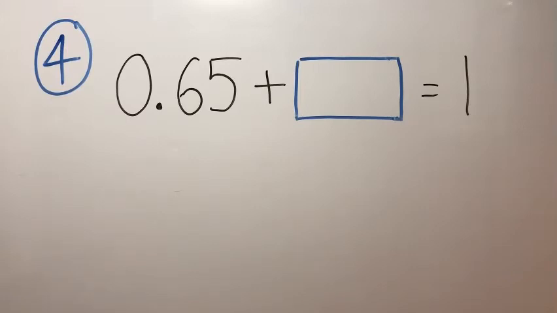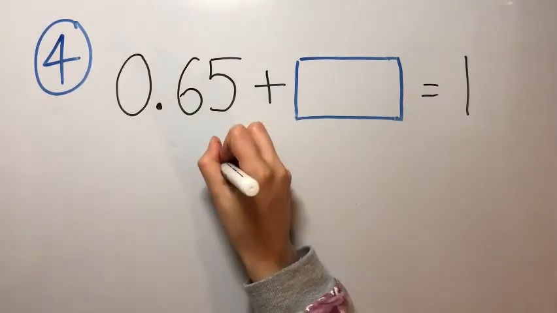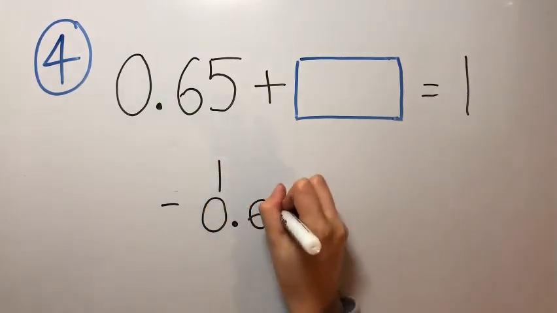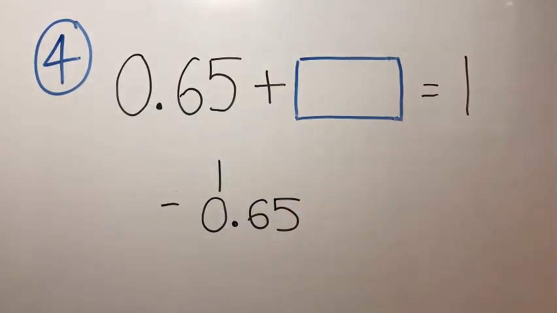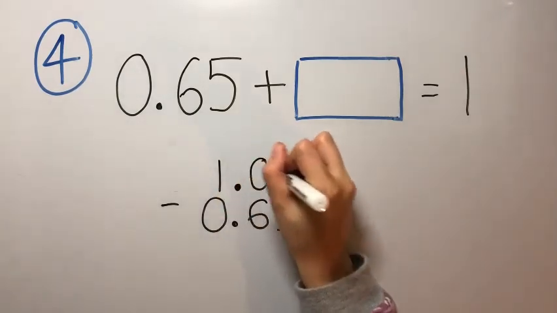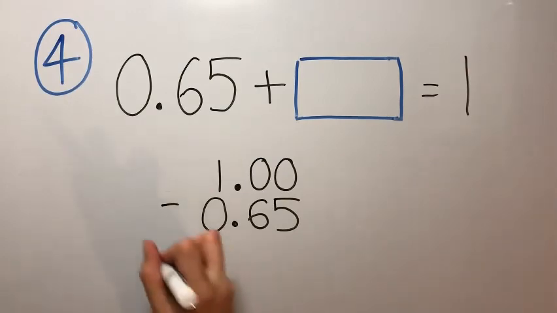Question 4. 0.65 plus a decimal number equals 1. Most people can work this out mentally, but I'm going to show you how to do this with a column method. To work out this number, we need to do 1 minus 0.65. Now, to work this out, we need to place a decimal point next to our 1 and add 2 zeros in our digit places to fill them up so we can work this out.